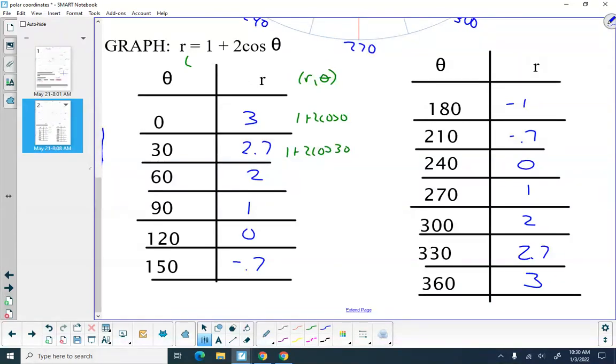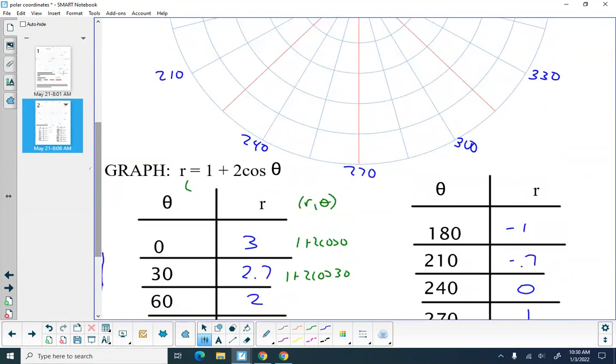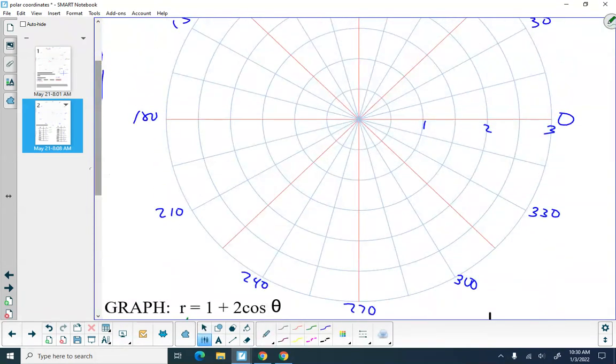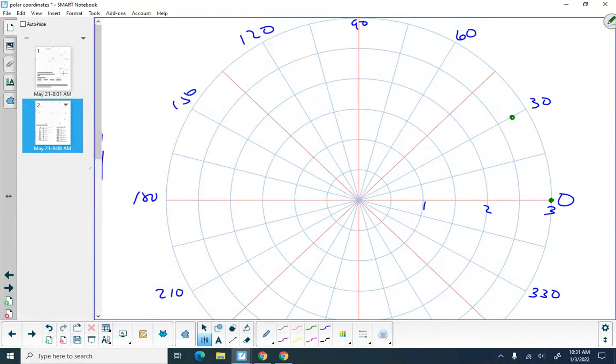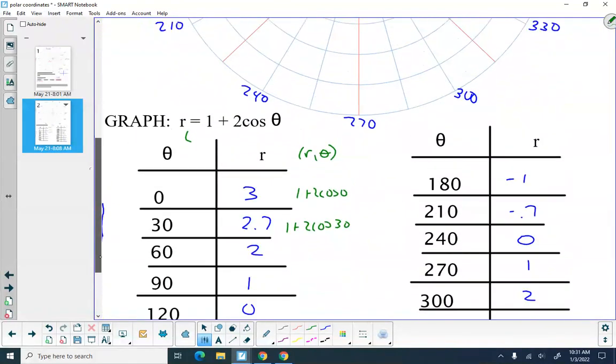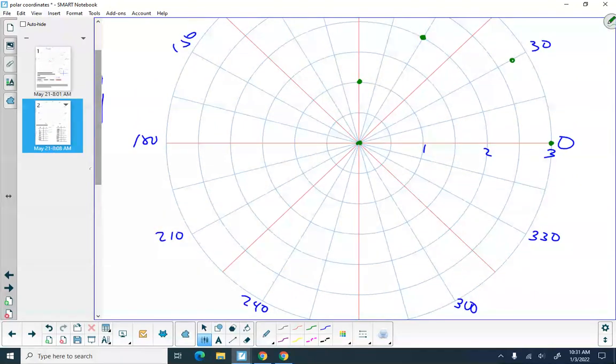Okay, so applying these points, at 0, we are at 3. At 30, we are at 2.7. At 60, we are at 2. At 90, we are at 1. At 120, we are at 0. At 150, we are at negative 0.7. So we have to go out the negative line to 0.7.